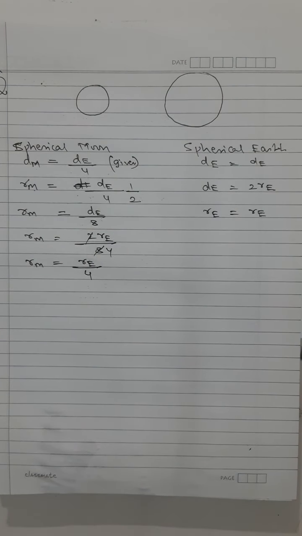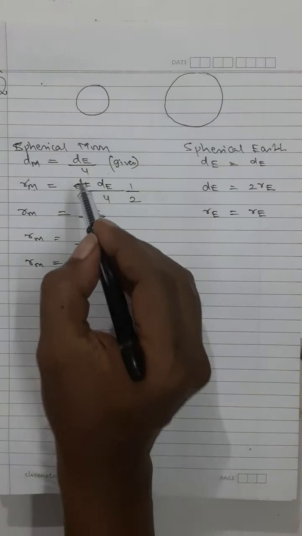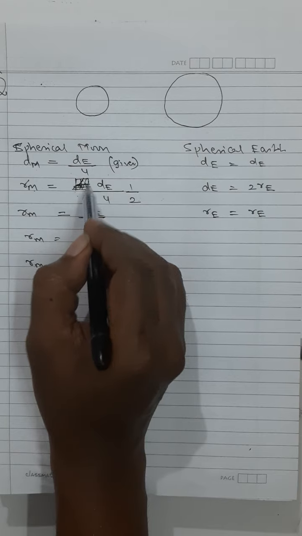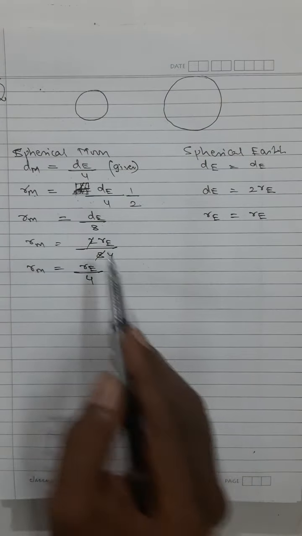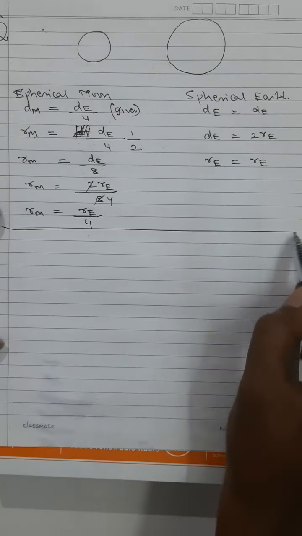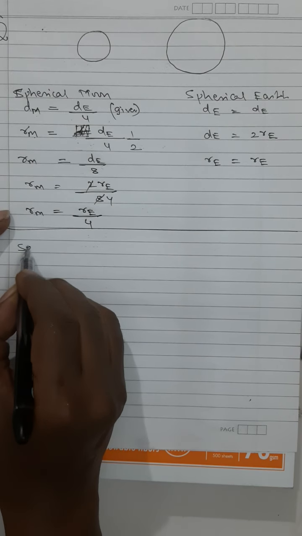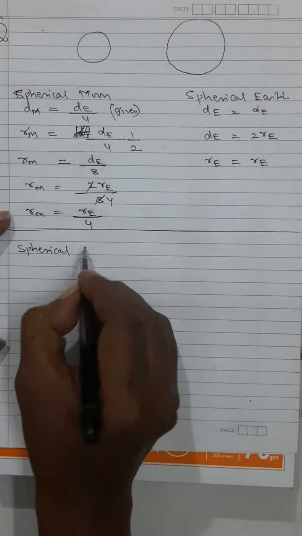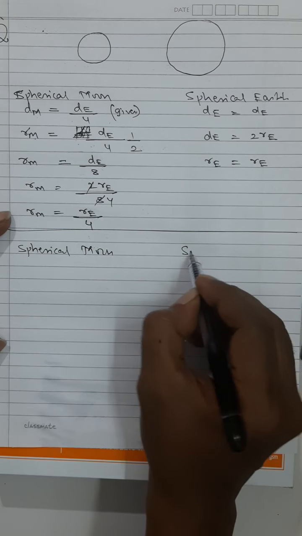I hope you all are getting what I am doing. I am converting everything into radius and radius. So we have to be very careful what we are going to convert how. I repeat, first the diameter of the moon is there. Spherical moon. Try to understand what I am doing. Spherical earth.